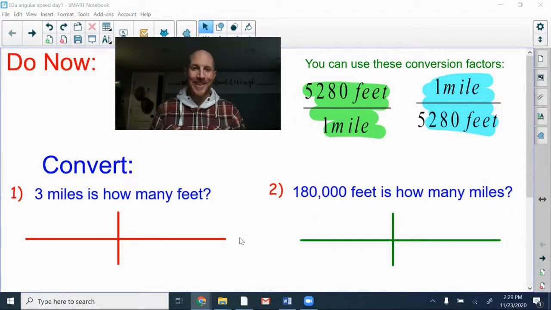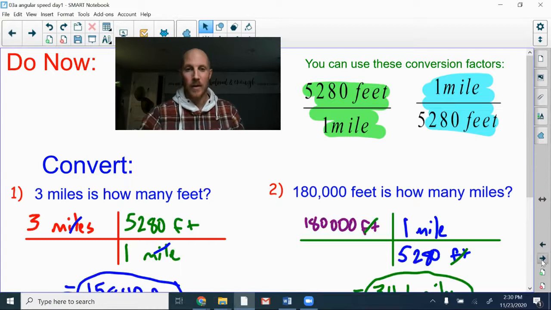Happy pre-calculusing. Here's the do now. Once you have your answer, you can resume. But in the meantime, pause. Yeah, nice work. All right.